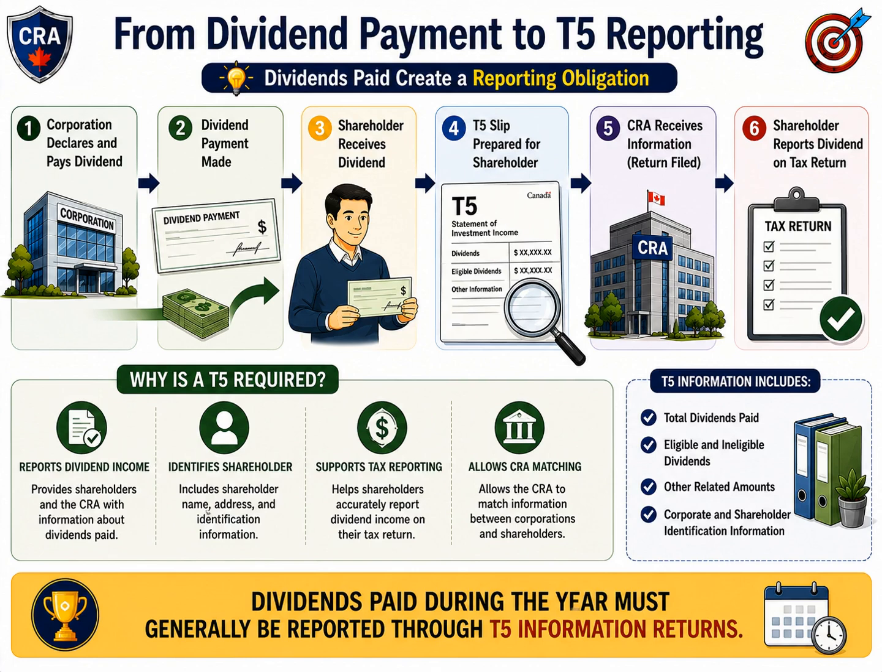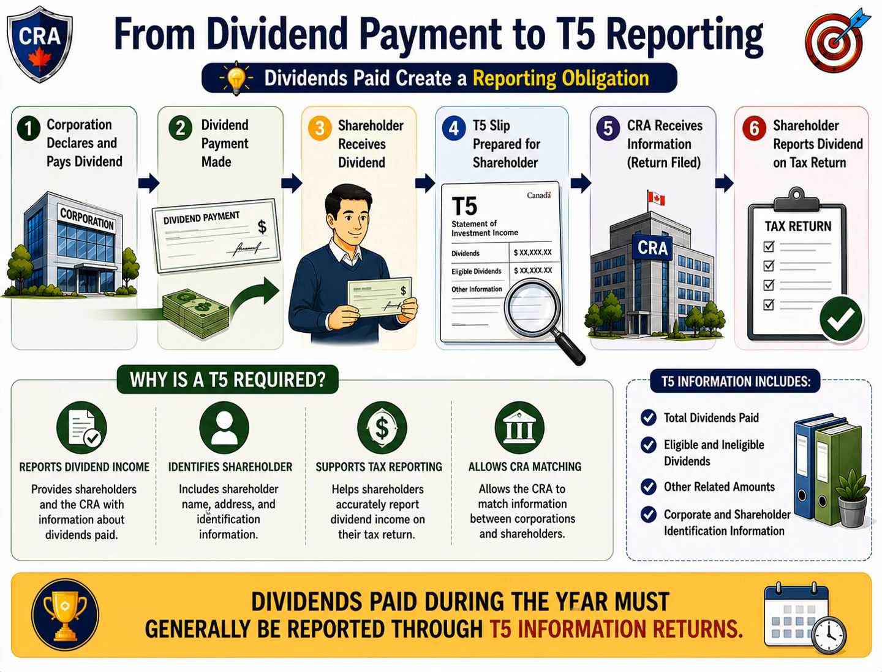After the T5 information has been prepared, the information is submitted to the Canada Revenue Agency. This allows the CRA to maintain a record of the dividend payments and match the information reported by the corporation with the information reported by the shareholder. The final step occurs when the shareholder prepares their personal income tax return. Using the information from the T5 slip, the shareholder reports the dividend income on their return.